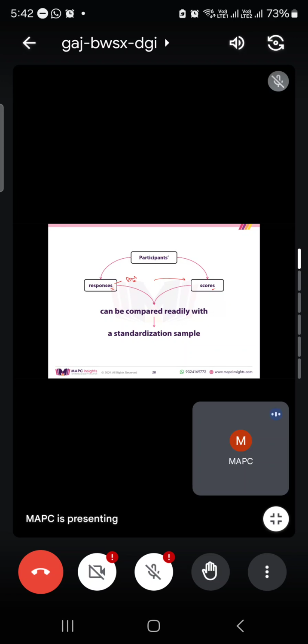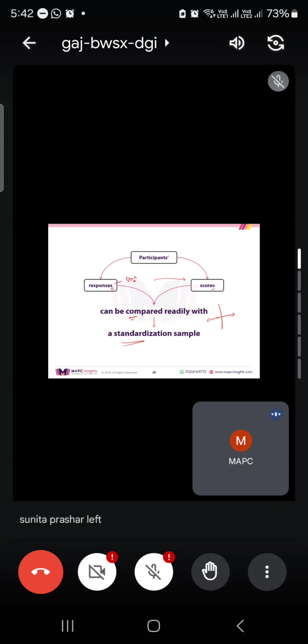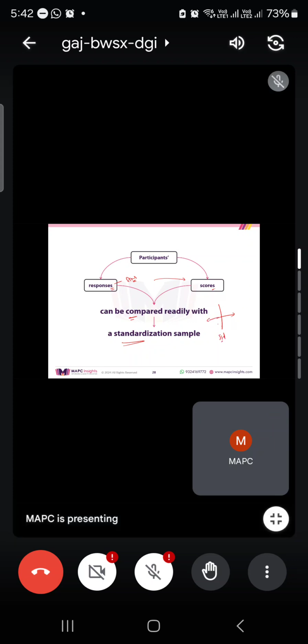We need to convert those responses into scores, and the scores can be compared readily with a standardized sample to see how much deviation there is from the standard. This is the standard, and this is a negative deviation and a positive deviation.